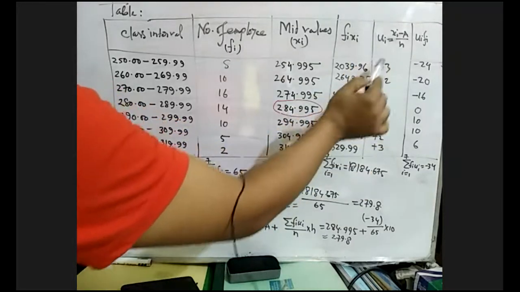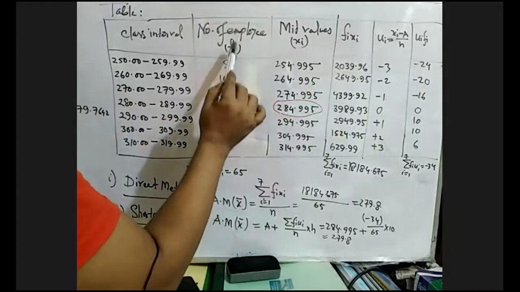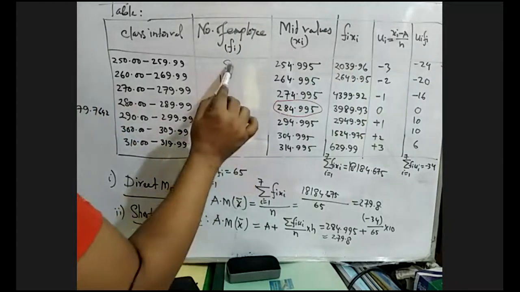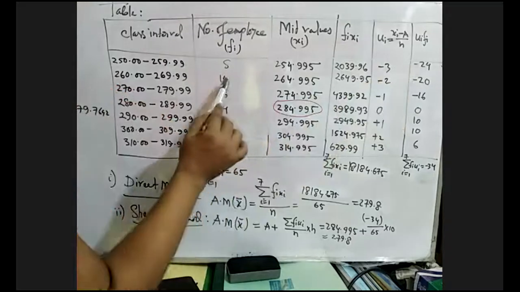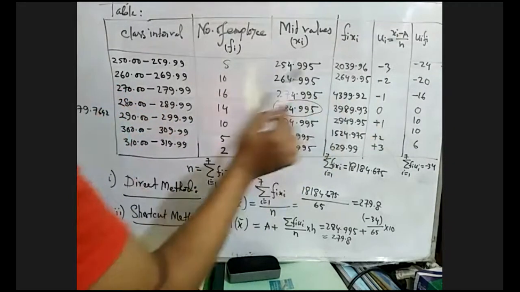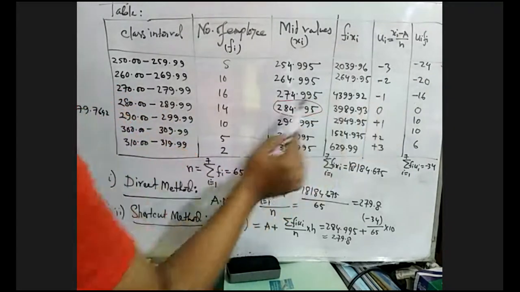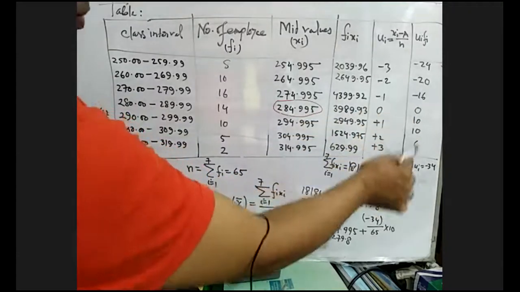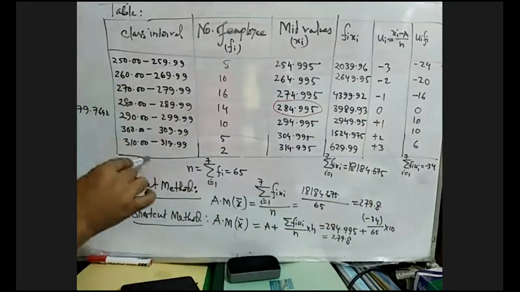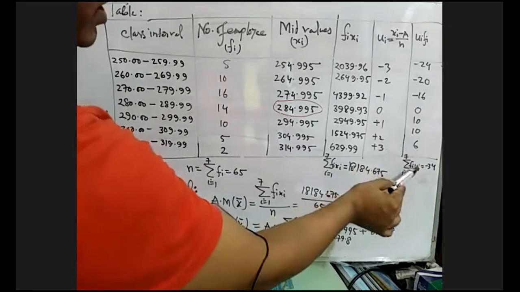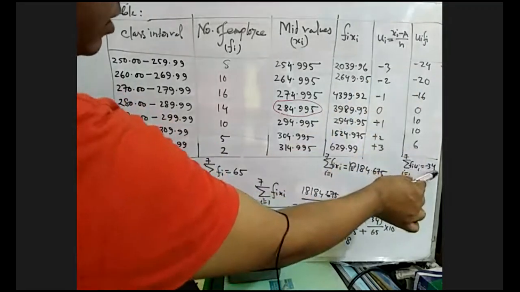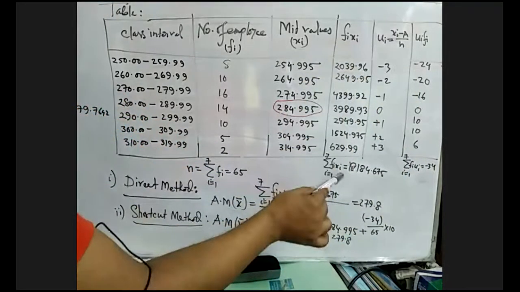So fiui, what will be? This is the fi frequency column. 8 multiplied by minus 3 will be minus 24. 10 multiplied by minus 2 will be minus 20. 16 multiplied by minus 1 is minus 16. In this way we get. So the sum of, there are 7 classes, so i equals 1 to 7. Summation fiui will be minus 34.